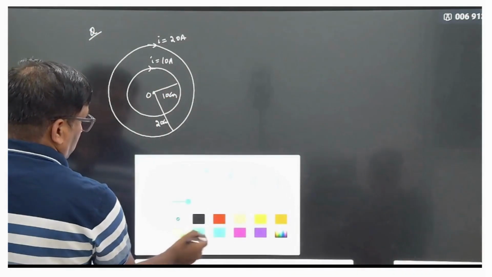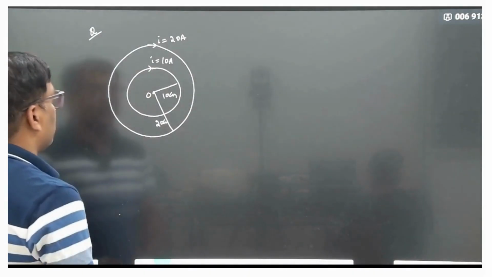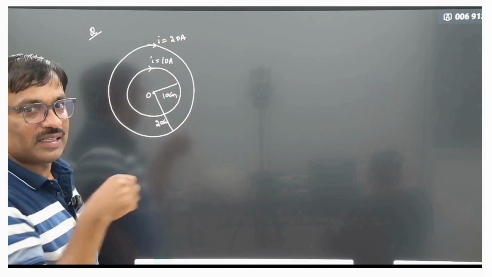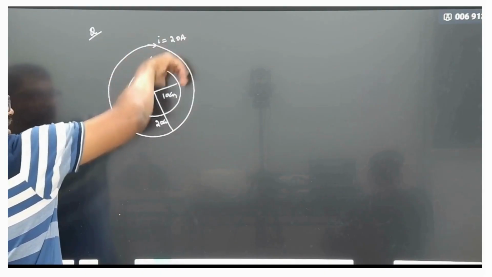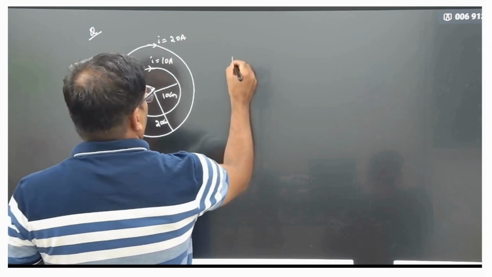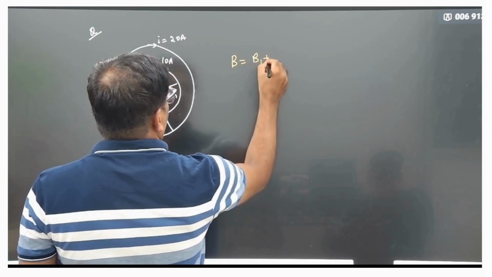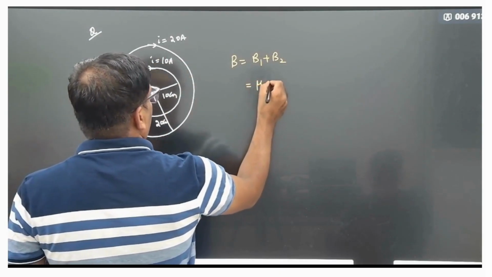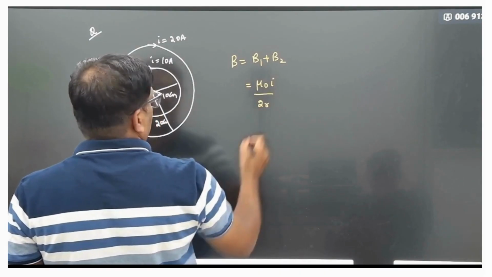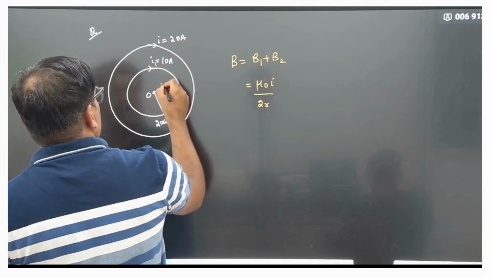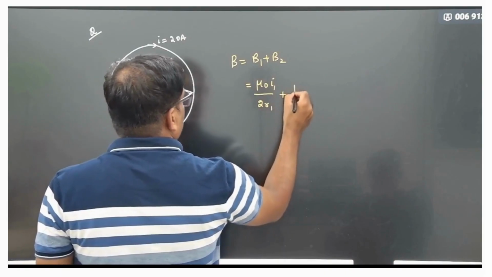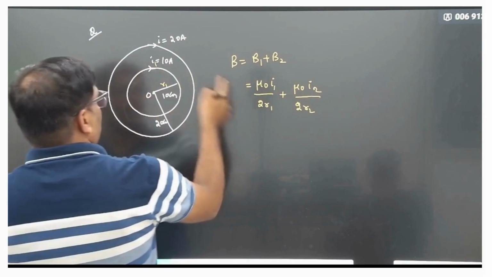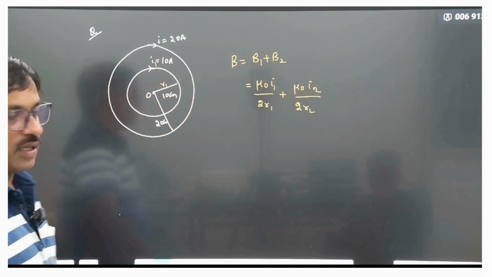How to do this type of question? Simple. Here this current is inside, and this current is also inside. Both are in the same direction. It is inside, it is also inside. Therefore the magnetic field will be equal to B1 plus B2. For a complete circle it is mu naught into I by 2r. Suppose this is I1, this is R1: mu naught I1 by 2R1 plus mu naught I2 by 2R2. If the number of turns is also given, please multiply with the number of turns. Like this you can calculate it.